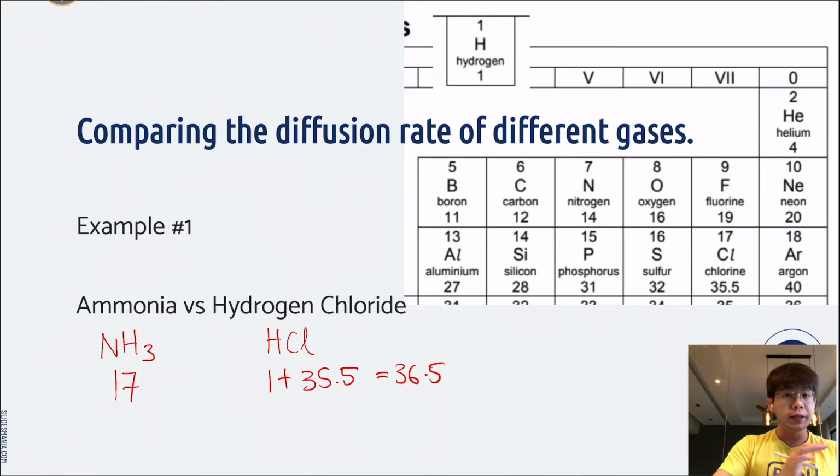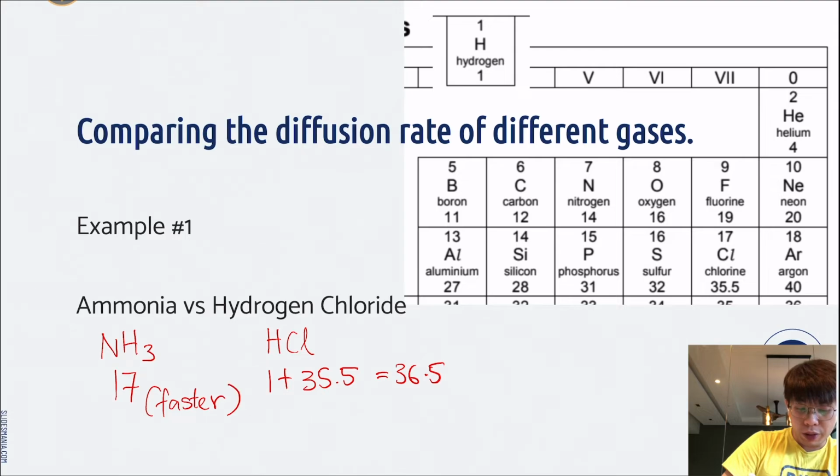Now, ammonia 17, hydrogen chloride 36.5. So which gas will diffuse faster? So if you imagine a very heavy person as well as a very light person, the light person would run really fast as compared to the heavier person. So over here, ammonia will diffuse faster because it has a lower relative molecular mass. While hydrogen chloride will diffuse slower because it has a much higher relative molecular mass. It's heavier. Right?